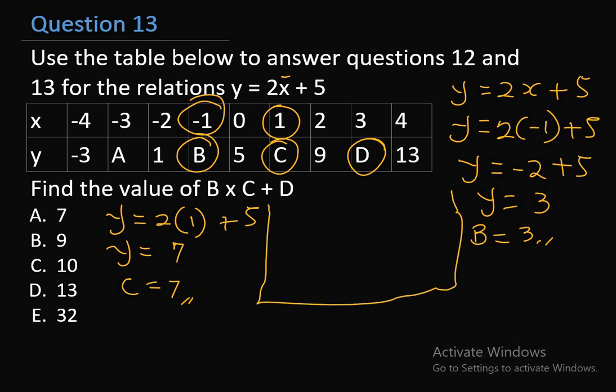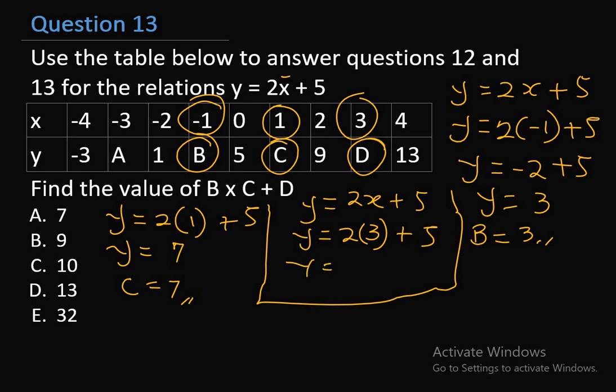Let's solve for d. When y is 2x plus 5, solving for d, y will give me 2 bracket d, on top there you have 3. So 3 plus 5. So y will be 2 times 3 is 6, 6 plus 5 is 11. So this is the value of d.